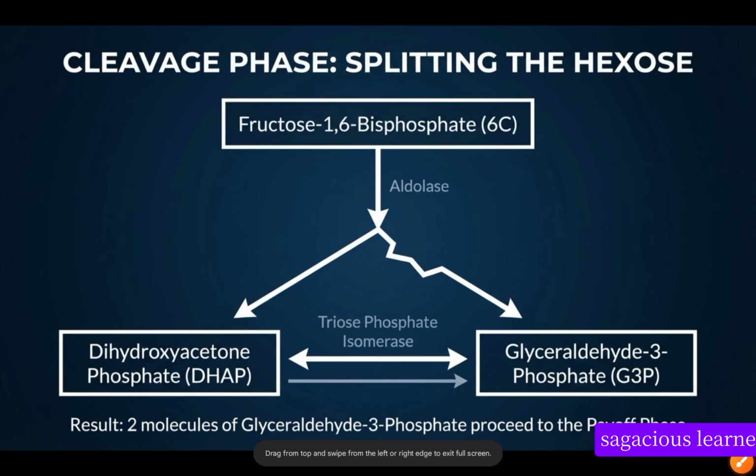Now we have the splitting of the hexoses. Remember that this fructose 1,6-bisphosphate will now be converted into two things. But let's recap. Remember, we are trying to make pyruvate.